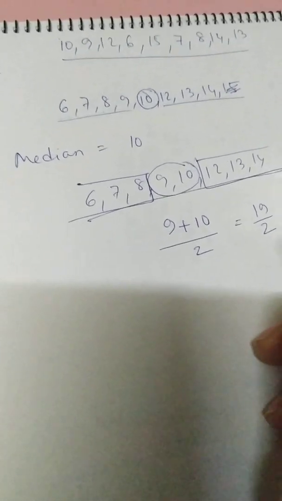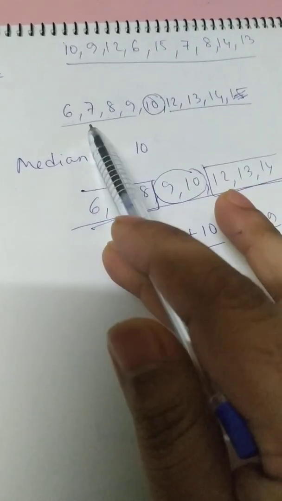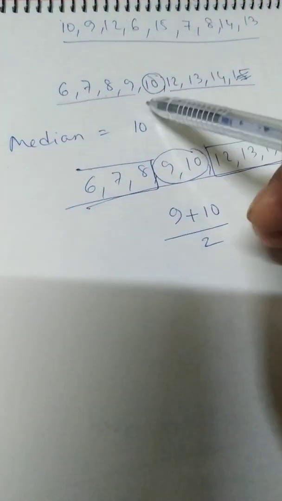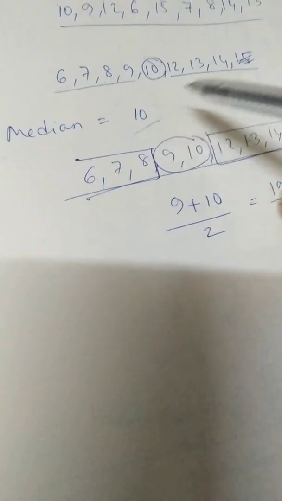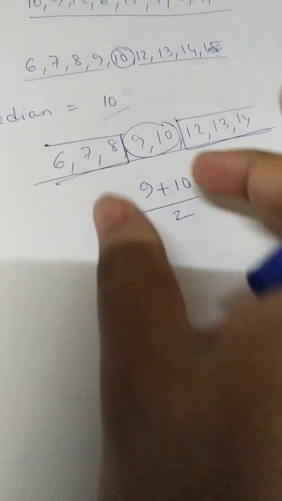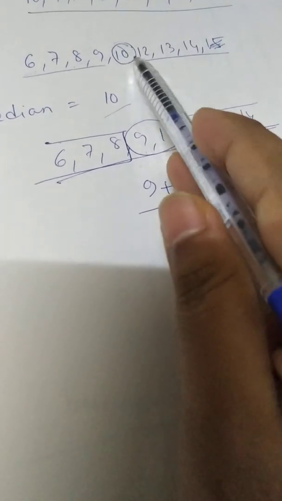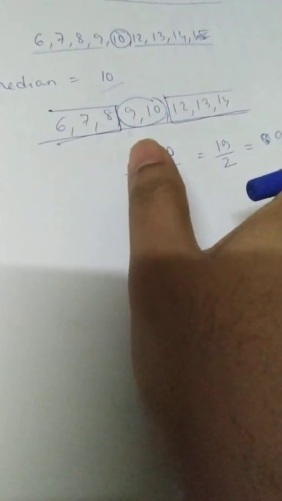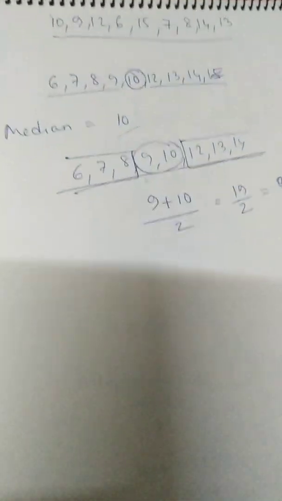So what do we need to do first? If the number of data is odd, we separate equal portions from both sides and the middle one will be the median. If the number of data is even, again we separate equal portions, but instead of taking one value, we take 2 values, then add them and divide by 2. This is how we get the median. I hope mean and median are clear.